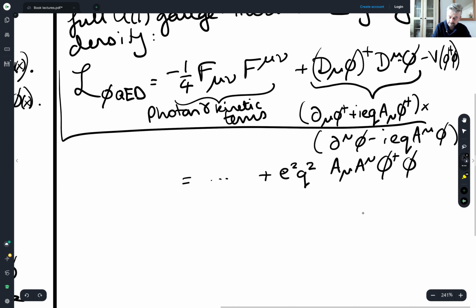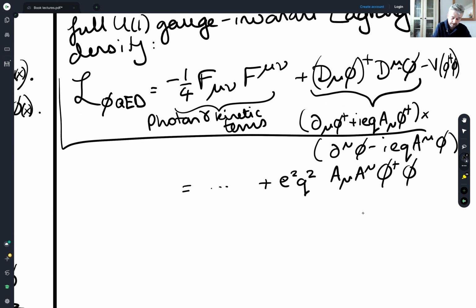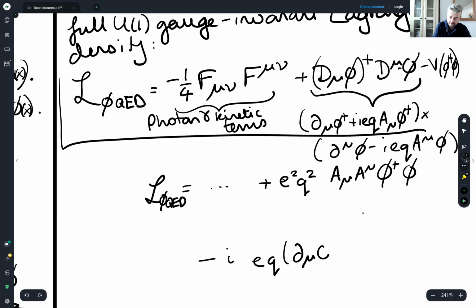And there's another term, these kind of cross terms, where you get things like minus i e q ∂_μ φ† A^μ φ. Now, it's beyond the scope of this book to give you how to construct Feynman rules out of these. But basically what you're looking for is the prefactor.